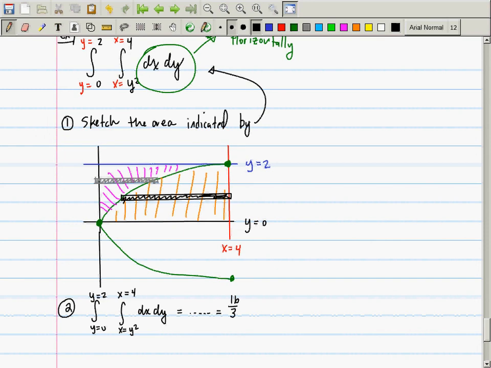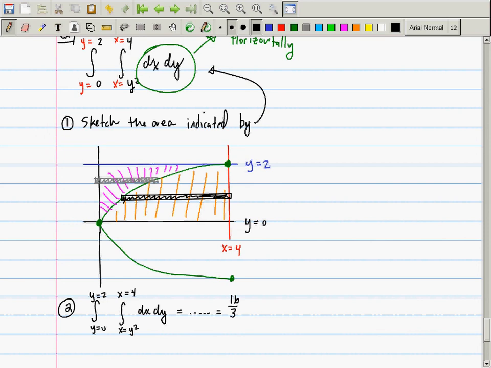So now we do something that is mind-bending. You get 16 over 3 if you integrate it horizontally. What do you get if you integrate it vertically? You better get the same thing, right? It's like I take this, I measure its area, 16 over 3, and then I turn it a little bit. Now how much area does it have? It better still have 16 over 3, right? That's one of the requirements that we have as humans. It better still have the same area.